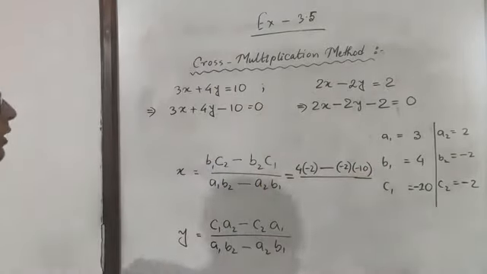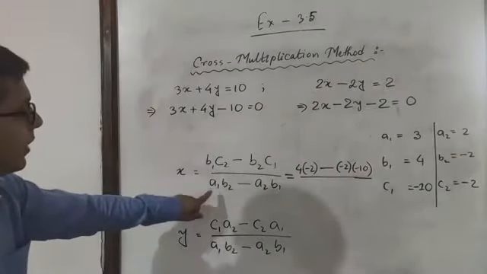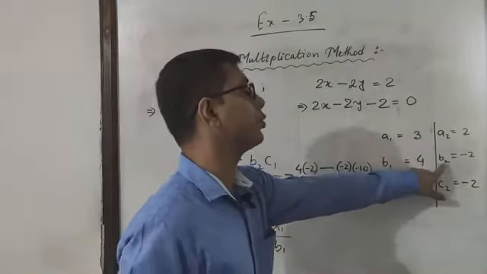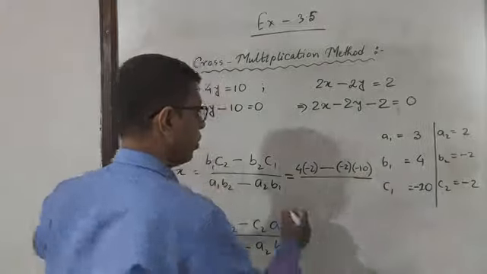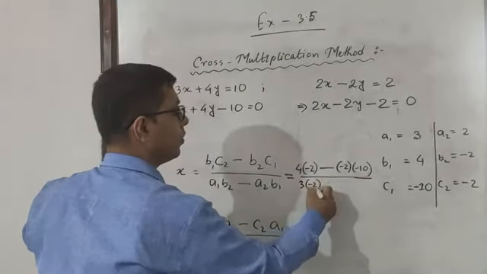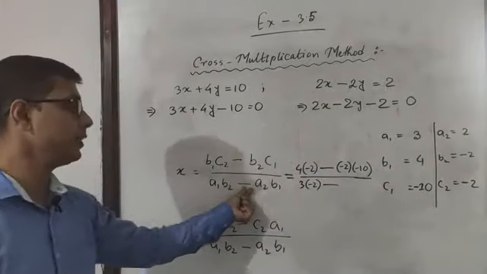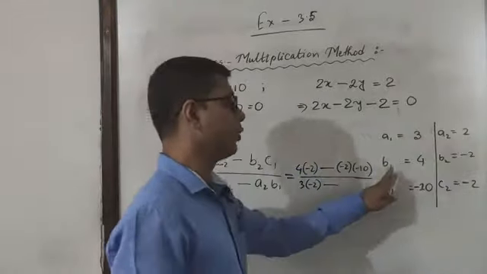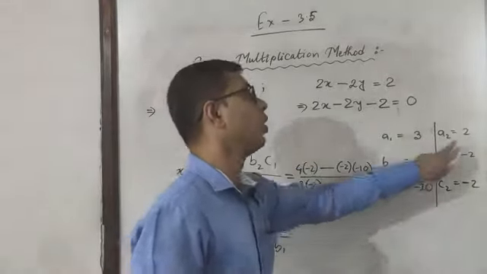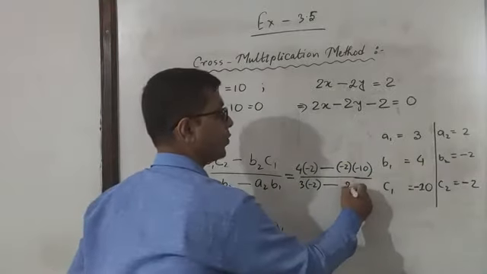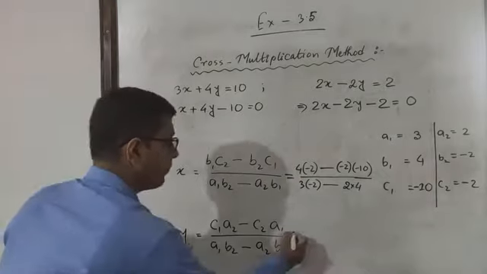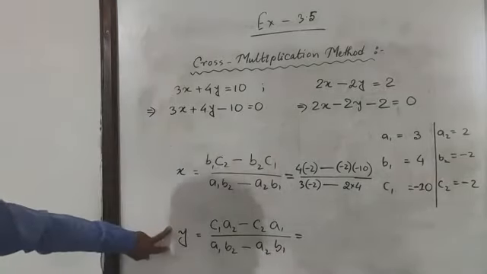ठीक है? Then just below that, what is that? a1 into b2. What is a1? That is 3. What is b2? It is minus 2. So 3 into minus 2. Then minus a2 into b1. What is a2 here? That is 2 into b1. What is b1? That is 4. 2 into 4. क्लियर है? उसके बाद y के लिए हमें क्या करना है?